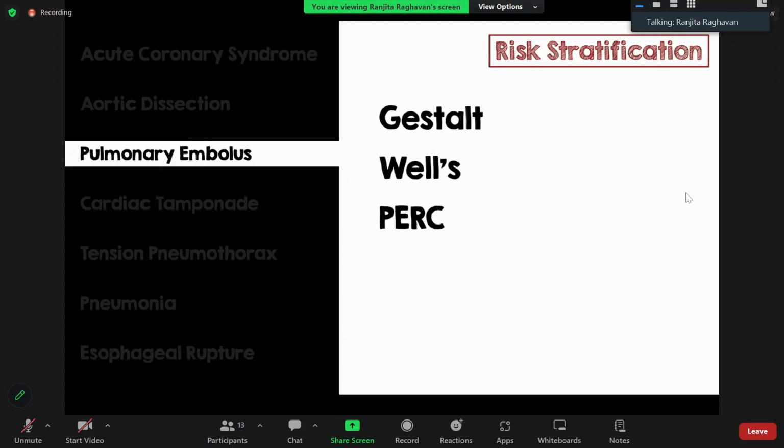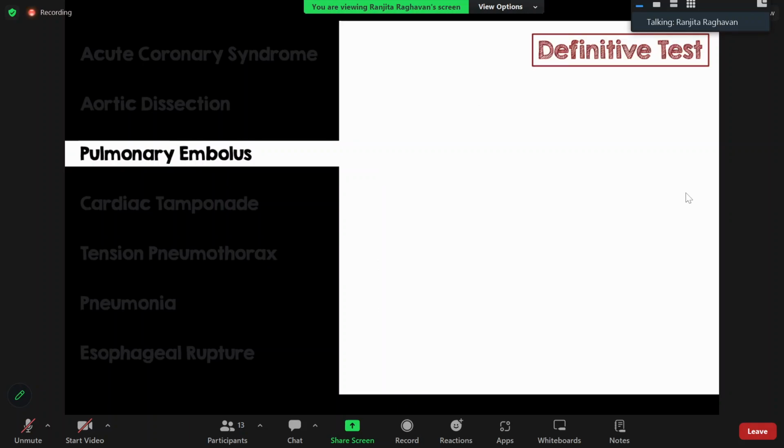Which is basically what the gestalt is, right? What you think is going on is probably most important. The Wells and PERC rules are also good to use for PE, but you want to use them in combination with everything else. And like we said, we're going to have a whole other lecture just on risk stratification, so we're not going to go into each of these rules right this minute, but if you have any specific question, we can go through it. Oh yeah, Geneva too, so there are more of them.